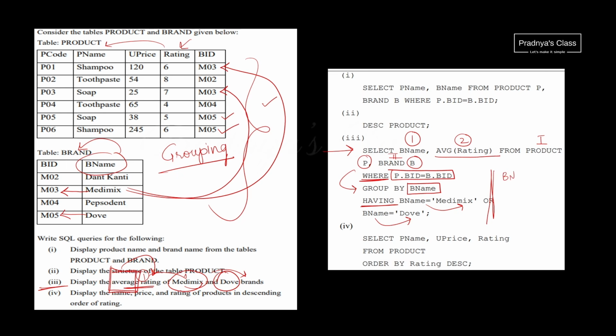First, brand name will get displayed followed by average of rating for that brand. For Medimix there are two ratings and for Dove also there are two ratings.